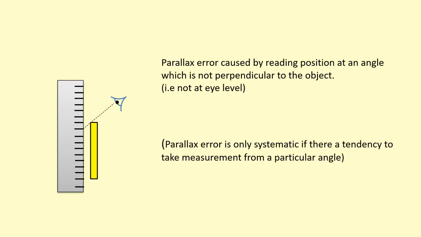Okay, parallax error occurs when the reading position is at an angle which is not perpendicular to the object. So for example, you're not reading at eye level. This is a systematic error when you're constantly reading it from either too high or too low. It would be a random error if you're reading it from above and below, because those effects cancel out. But if you're always reading it from above, then all your readings here in this case will be too small.